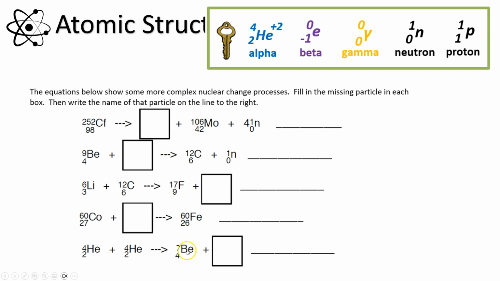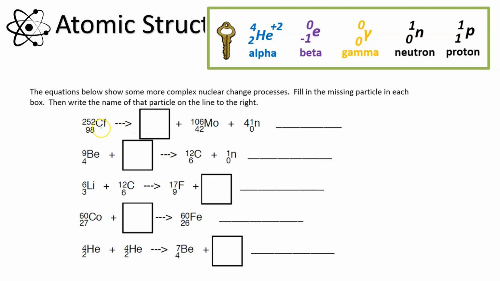So we've got 5 different equations that are partially done. Your goal is to fill out the missing particle in each box. Ideally, you're going to want to pause the video and try these yourself first before clicking play again to watch me go over the answers. Assuming you've done that, or if you just want to follow along, here we go.